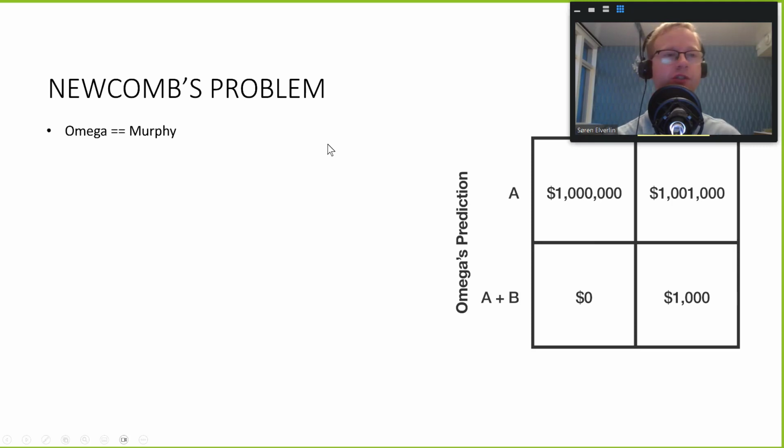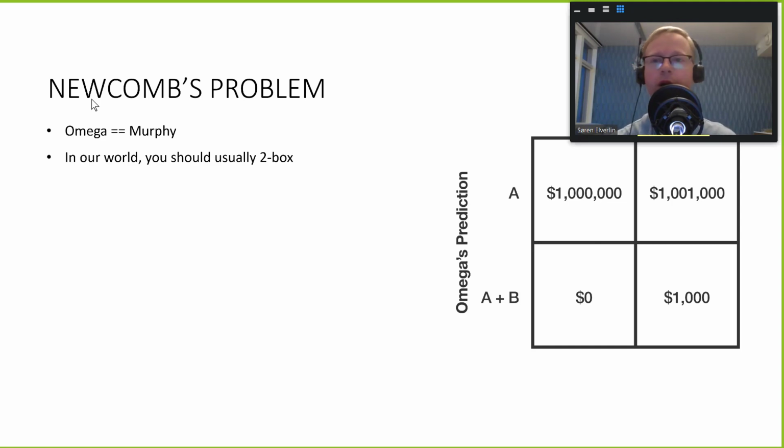And in this case, the setting is actually really close to the one with the Infra Bayesian, because this Omega is very close to Murphy. They are conceptually almost the same thing. So the solution to Newcomb's problem becomes relatively straightforward. Now, the Infra Bayesian agent would, in general, 2-box. Because that is what you should do in this world.